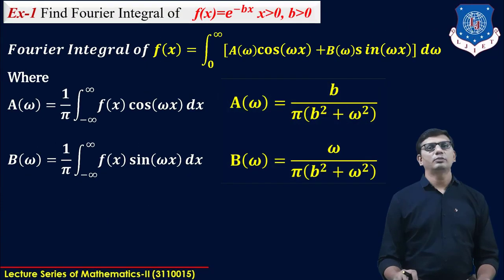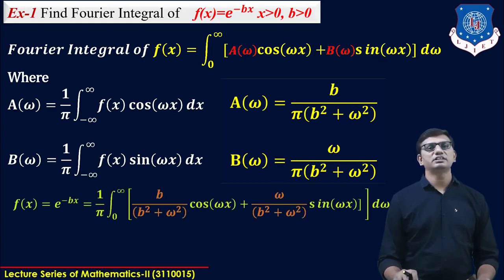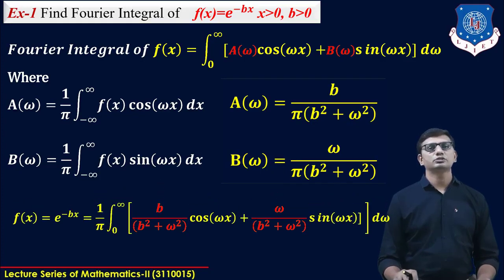Now we have A(omega) equal to b upon pi into b square plus omega square and B(omega) equal to omega upon pi into b square plus omega square. After putting A(omega) and B(omega) in this integration, we get f(x) equal to e raised to minus bx equal to 1 upon pi integration 0 to infinity b upon b square plus omega square cos omega x plus omega upon b square plus omega square sin omega x d omega, which is the Fourier integral of our function e raised to minus bx for x greater than 0 when b is positive.